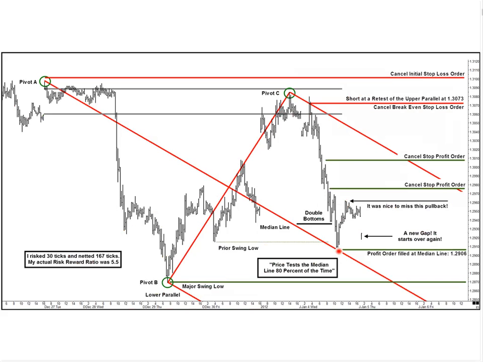Now I can focus on another market. I can focus on this market. I can be done for the day. I can be done for the week. I'm out. I got my money. This doesn't bother me at all because I'm out.